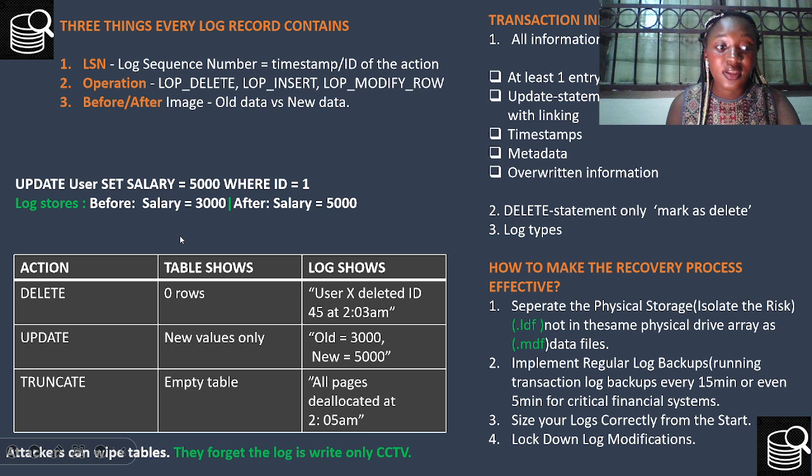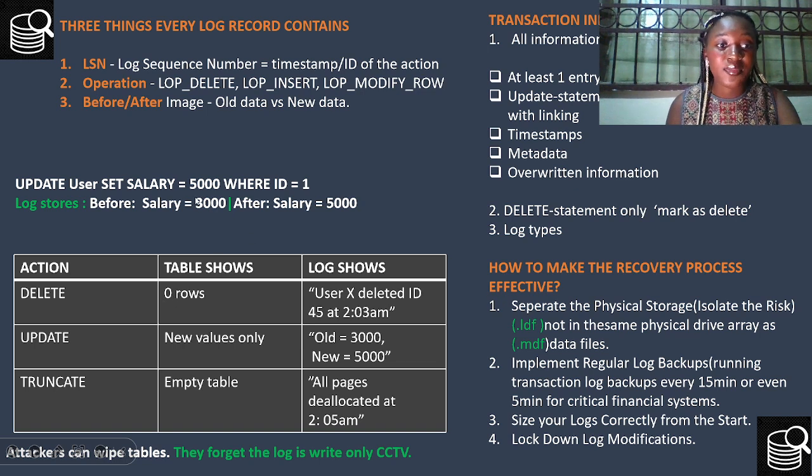So now let's say a delete operation is carried out. You will not see it in the user interface; you will see 0 rows. You will not see the value, for example. But the log will show you the user, the email, the user ID, the value and the time, because the transaction log stores values in hexadecimals.